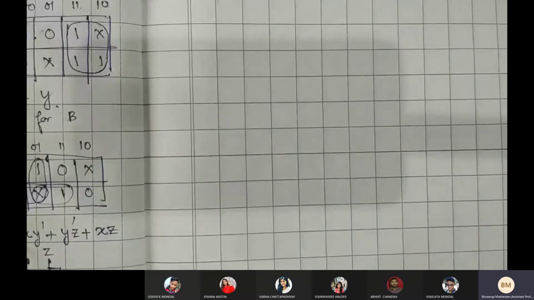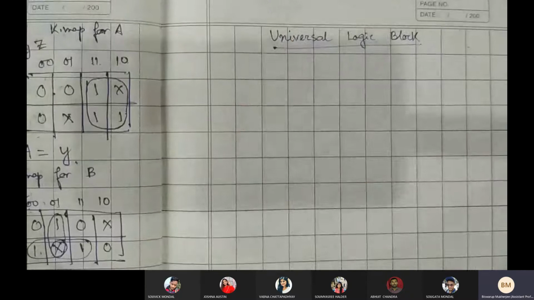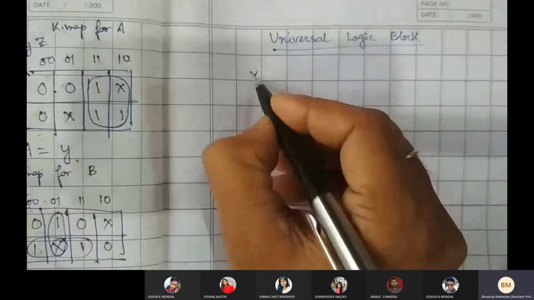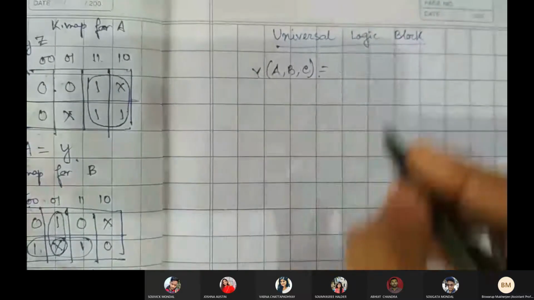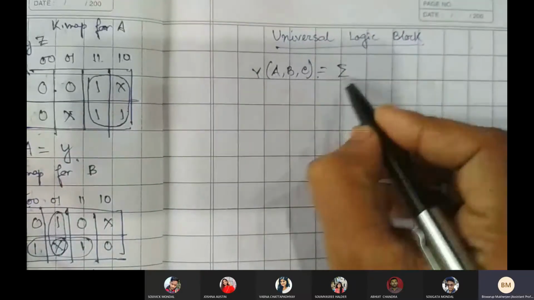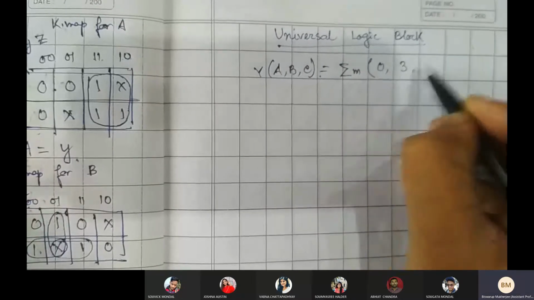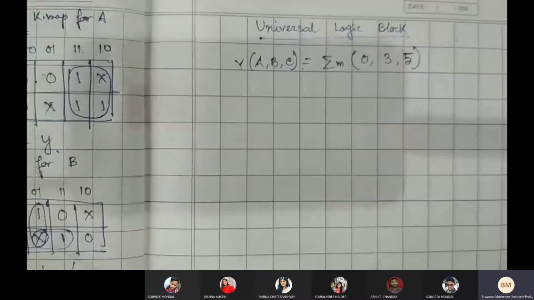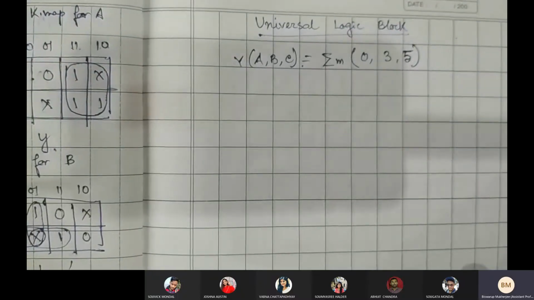So, what we can do actually, suppose we have got a function like this, maybe y is a function of a, b, c, summation of minterms, maybe 0, 3, 5, any order 0, 3, 5. Okay, so now we need to make it with the help of multiplexer.